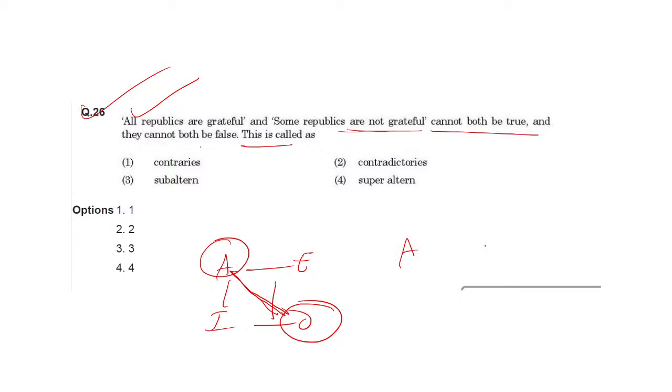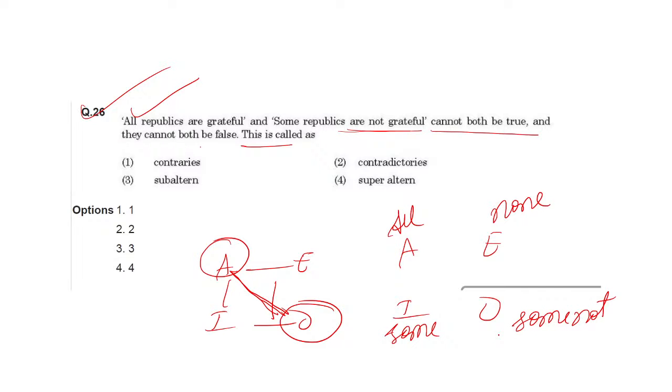Just we have to draw the diagram. We have to remember the keywords: all, none, some, some not. Then it will become very easy to answer. This is all and some not. What is the relation between these two? We already said that diagonal means contradictories, right? Contradictories is the right answer.